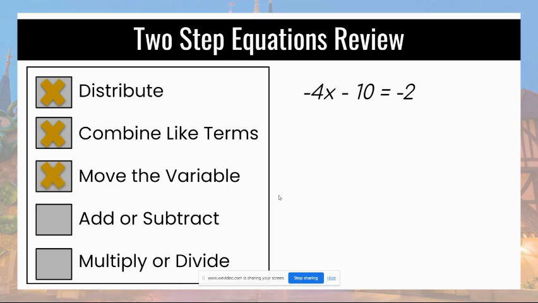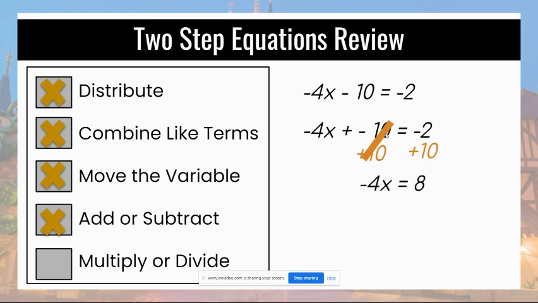So I want to do the opposite of what is there. Well, currently I'm subtracting 10. Or I could rewrite this as negative 4x minus 10 is negative 4x plus negative 10. Well, the opposite of negative 10 is to add 10 to both sides. Negative 10 and positive 10 are going to cancel. So I'm left with negative 4x equals 8, because negative 2 plus 10 is 8. And then I'm going to divide both sides by negative 4. X equals negative 2.